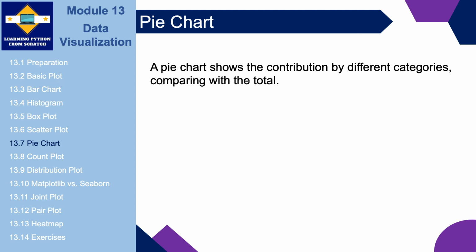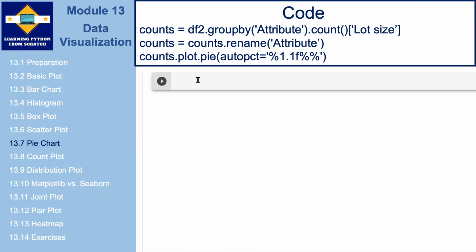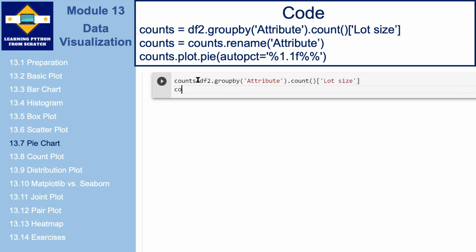A pie chart shows the contribution by different categories, compared with the total. Now, we are going to divide the total number of IPOs by their attributes. First, we type count equal df2.groupby(attribute).count()[lot size]. Here, we group the IPOs in the data frame by the attribute column. Then, we use the count method to count the number of IPOs in each attribute group. As we have no null value in any cell, we can pick any column for counting.